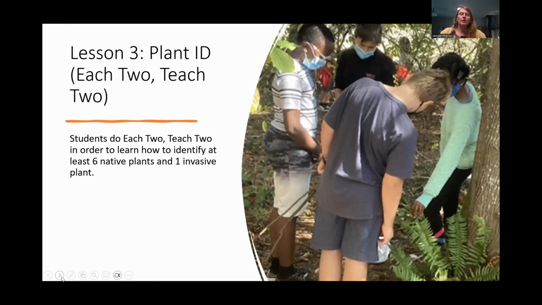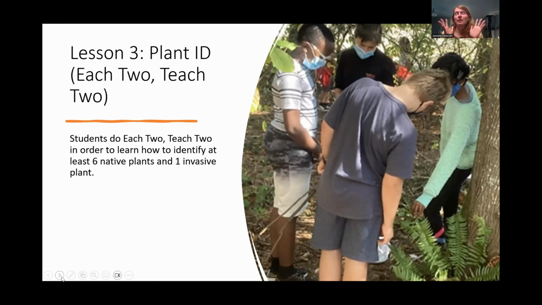Okay, lesson 3. This is the plant identification lesson. And the way that I recommend you teach plant ID is through Each One, Teach Two. Now, if you have another lesson that you have done before to teach native plant ID, you can use that lesson as long as the lesson teaches students, say, at least 6 native plants. But this is a really great way to teach.